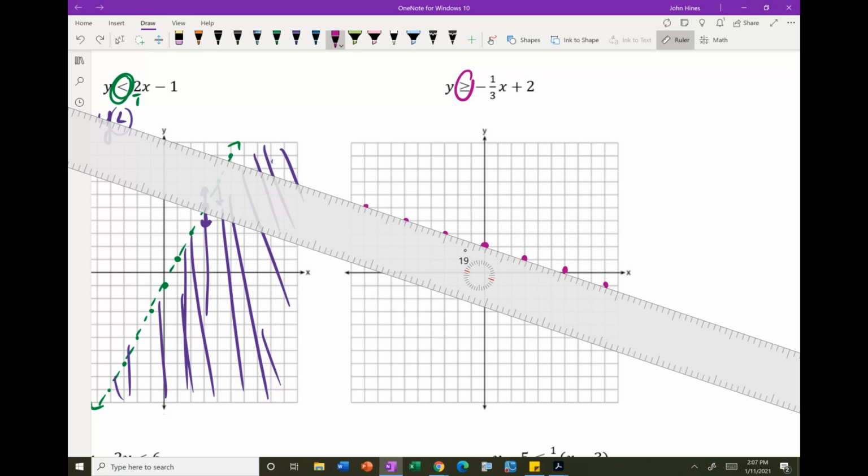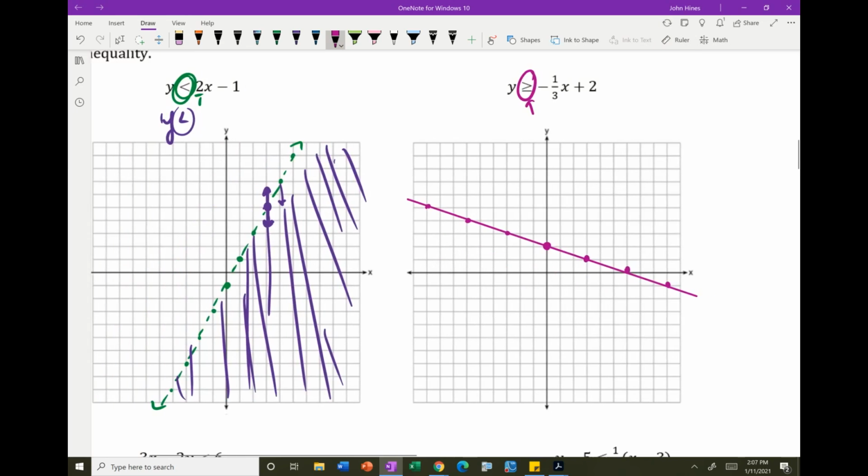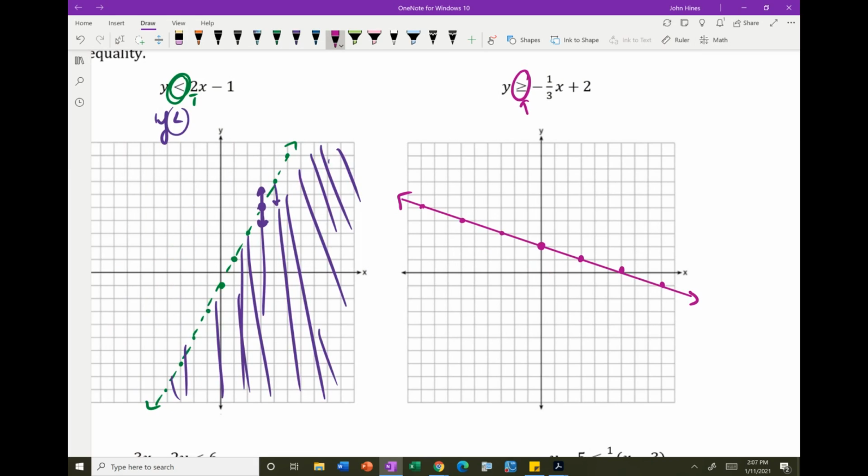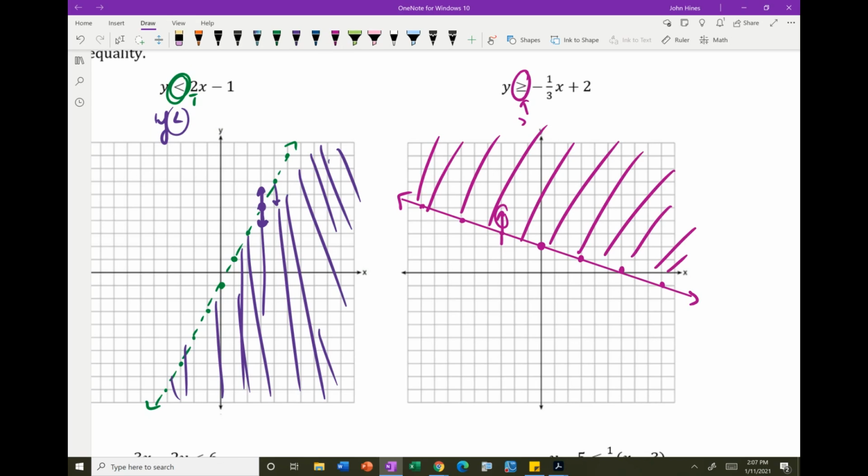So I have to ask myself, is it solid or dashed? Can I equal it? Yes, I can. So that solid line is actually okay. This other line wasn't solid because it doesn't have the equal to. And then finally shading. y is greater than. So pick any point. Am I going up or down? Well, it's greater than, so I'm going up. This is the half plane that I want to shade. I don't want to be shading that lower part there.